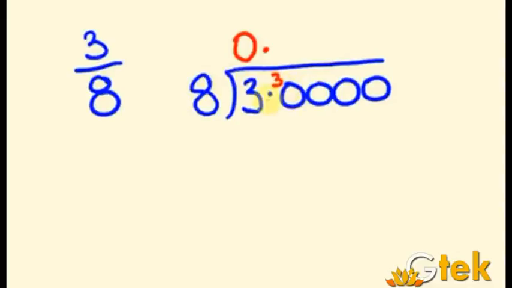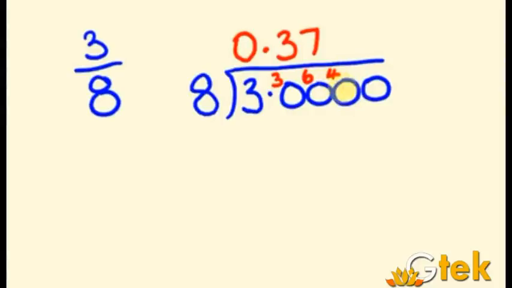8 is how many times to give 30? 8 is 3 times to give 24. So the remaining 6 is carried over to the next 0. Now 8 is how many times 60? 8 is 7 times 56. So the remaining 4 is carried over to the next 0.